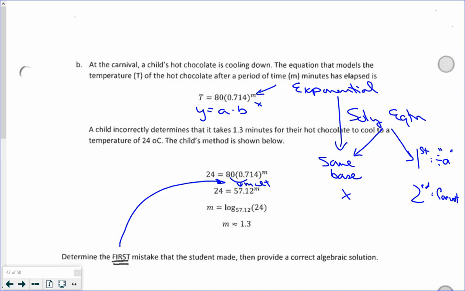Now, the reason why it says first mistake instead of second mistake or third mistake is because once they've made a mistake, the rest doesn't matter. It's crap, right? You've screwed up. I don't care what the rest of it is. It's wrong.